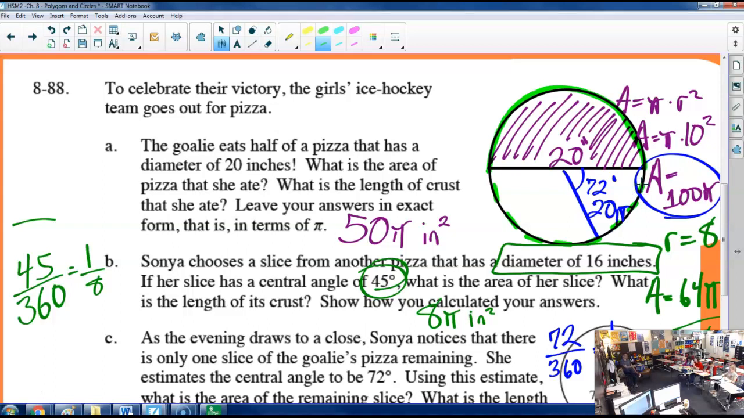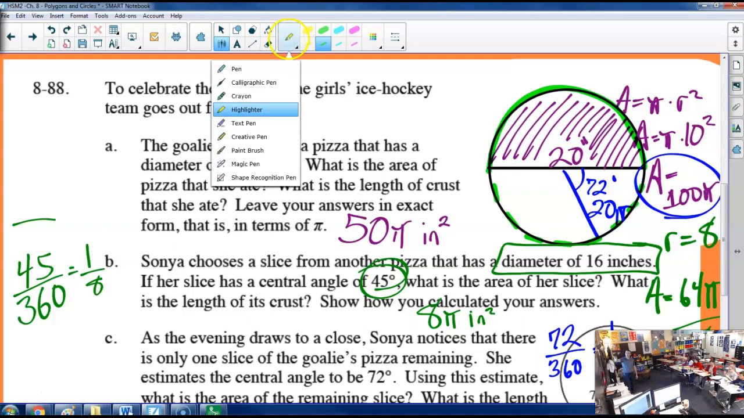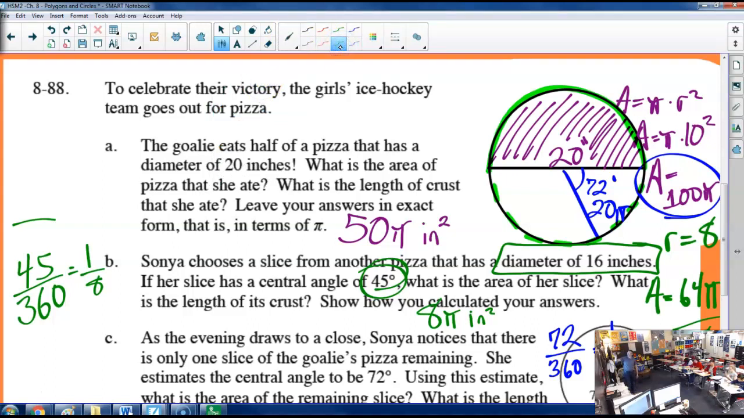So, 20 times pi. Why is it 20 times pi? Because it's pi times diameter for the circumference. So we just do pi d for circumference, and that gets us 20 pi for the whole thing. 10 pi. Yeah, so this section will be 10 pi inches of crust. So literally 31 inches of crust.